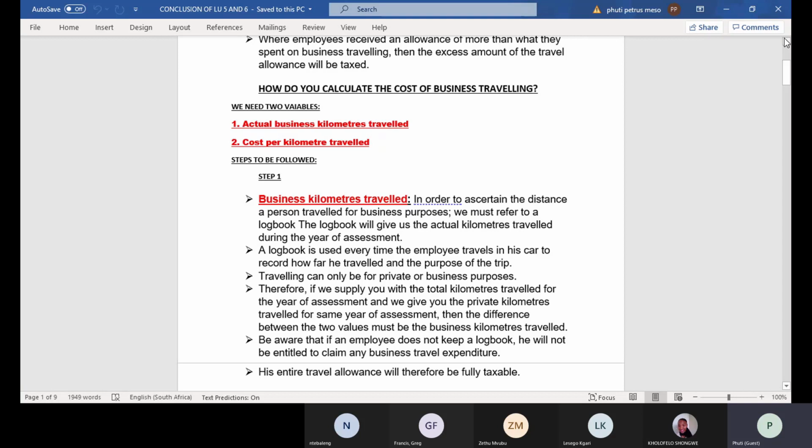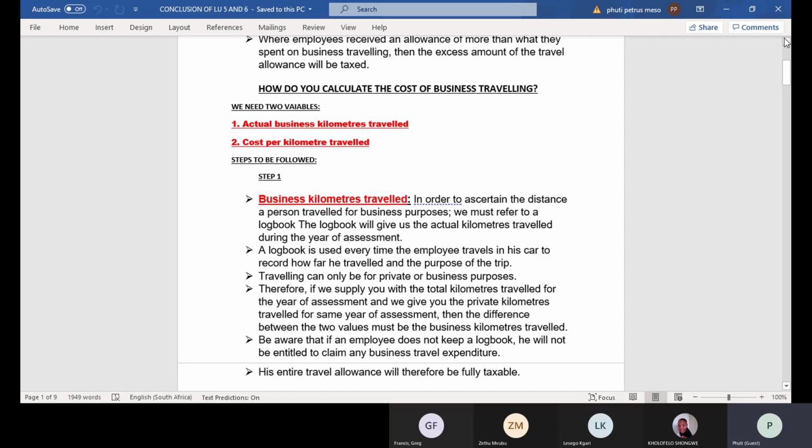the travel allowance. You're going to have the private kilometers and the business kilometers, and if you combine the two, they give you the total kilometers traveled. Or you're going to have the total kilometers traveled and the private kilometers traveled, which means you need to get the business kilometers traveled. So you're given 2 variables to determine one. At the end of the day, your results should include 3 variables: your private, your business, as well as your total kilometers traveled.